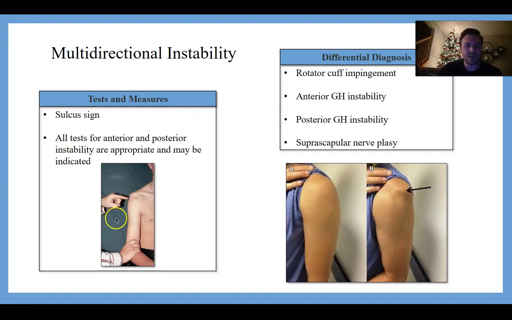If you provide an axial load downward, axial traction, you'd see this space between the superior part of the humerus and the acromion create this space here. And then this is that picture again of someone being able to volitionally do it just by contracting their pec muscle. They can pull their humerus forward. So there you have it.